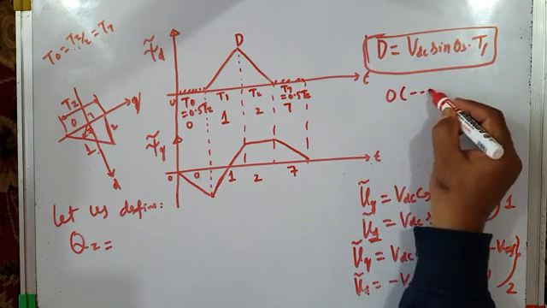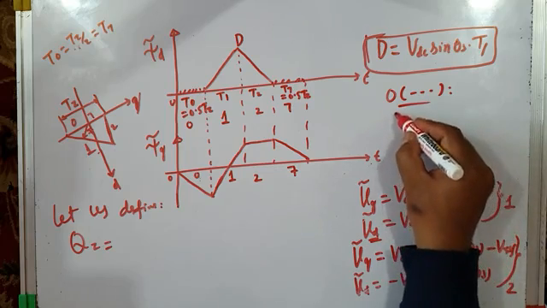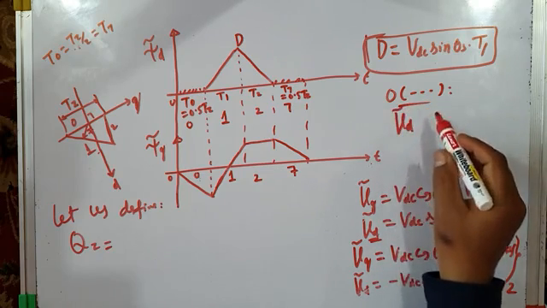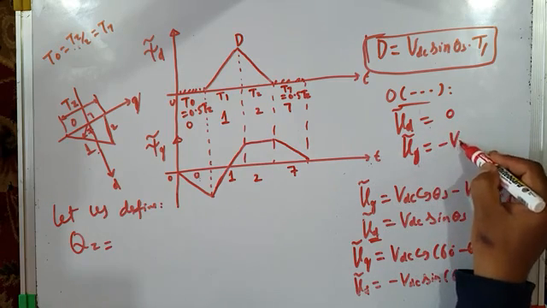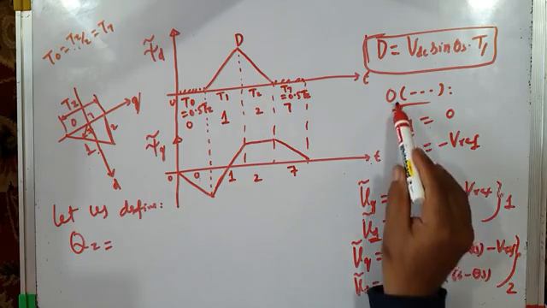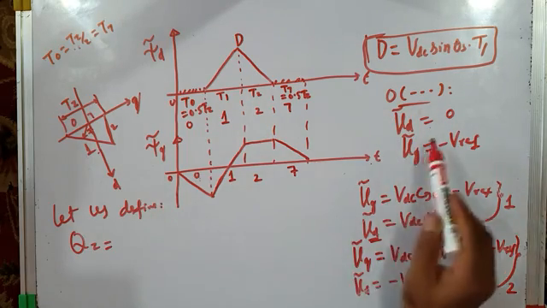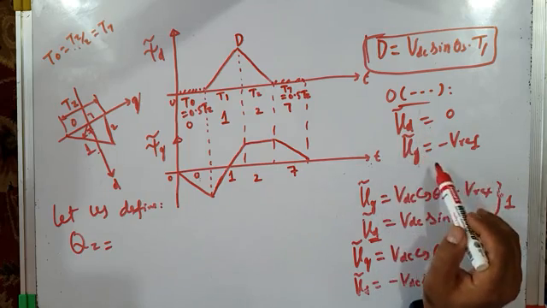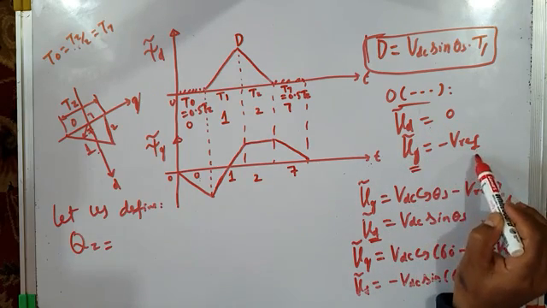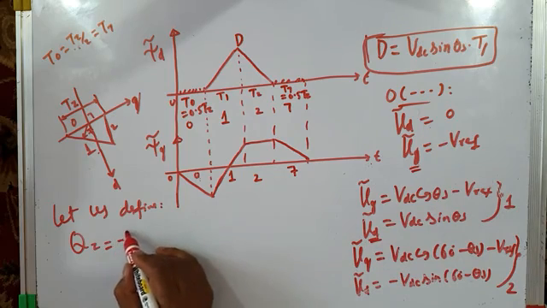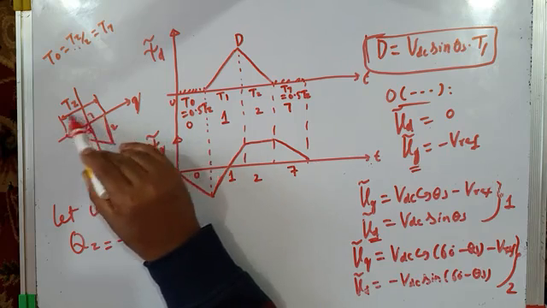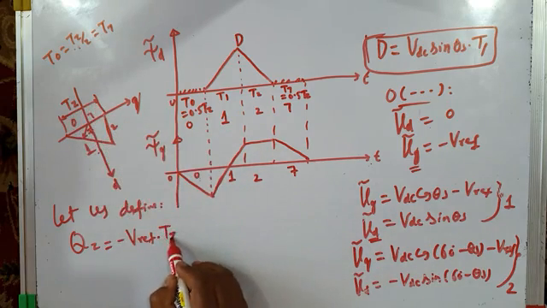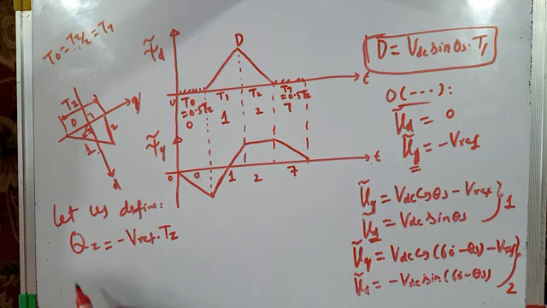For example, when 0 is applied, just a few moments back we have seen that the D component of error voltage vector is 0 and the Q component of error voltage vector is minus V ref. So when null vector 0 or null vector 7 is applied, it has no D component but its Q component is equal to minus V ref. Therefore Qz will be equal to minus V ref into, for how much time these two null vectors are there? They are for a time interval Tz. So this is minus V ref into Tz. This is called Qz, it's volt second.